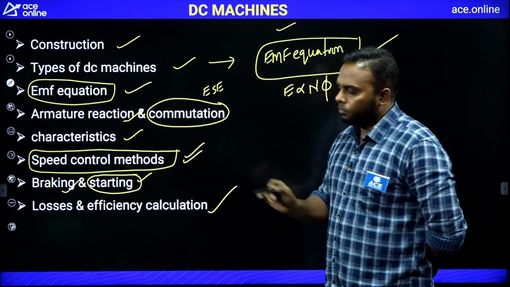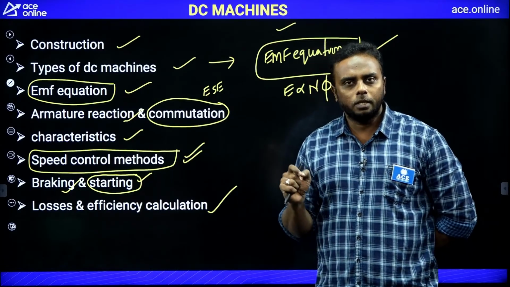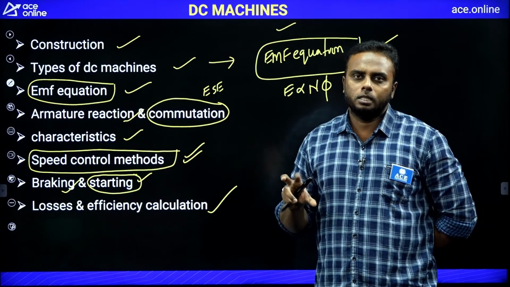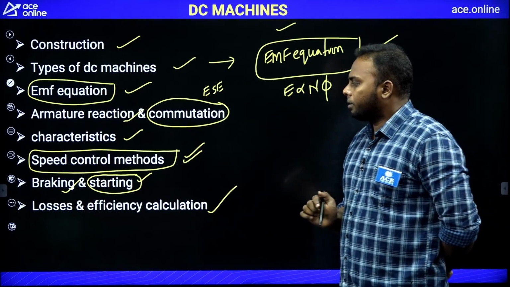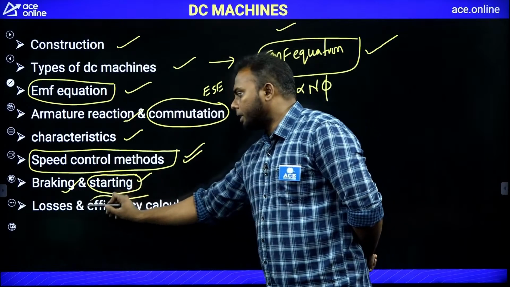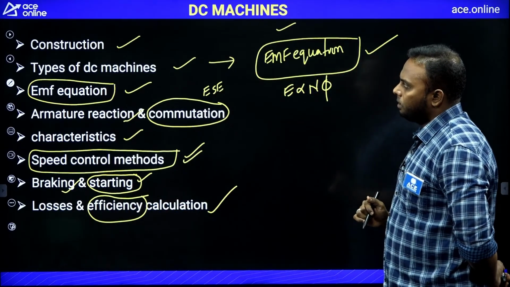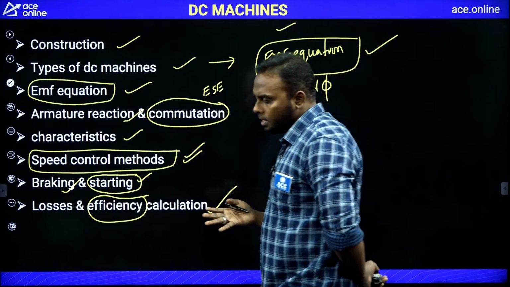Whatever the sequence of topics I mentioned here, it is better to follow the same sequence so that you can easily understand one after the other. These are all interlinked. So, losses and efficiency calculation. We have questions on efficiency also in the GATE exam. So go through this. These are the topics of DC machine you need to focus on while studying.